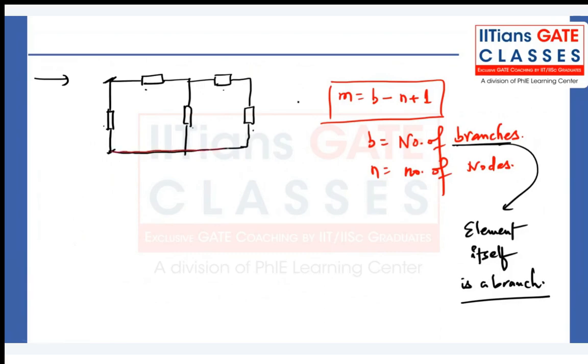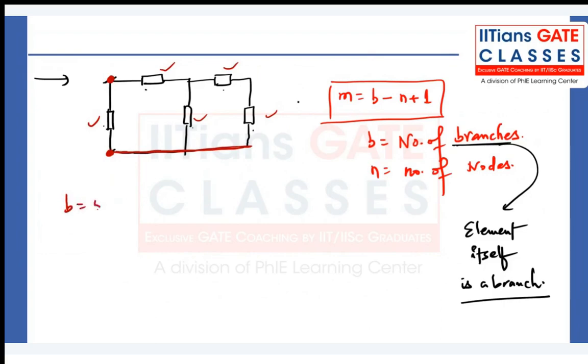If you want to connect one element, you need at least two nodes. One node is this, one node is this, so this is basically one element. So element itself is a branch. How many branches are there if you count? One, two, three, four, five. This is not a branch, remember, because there is no element connected. So we can say that b equals five.